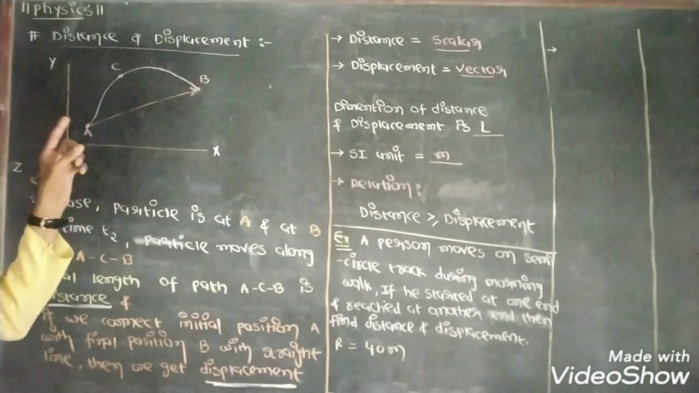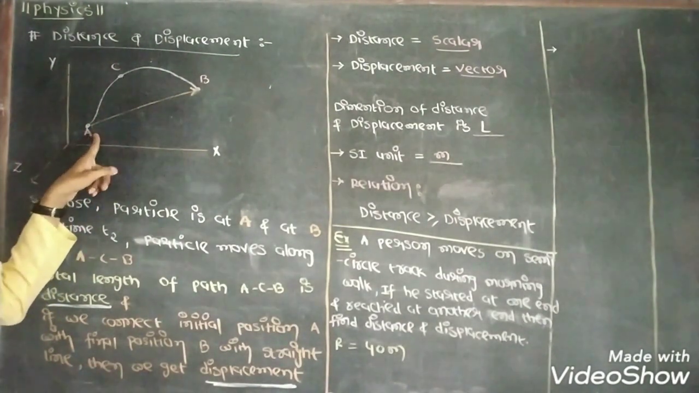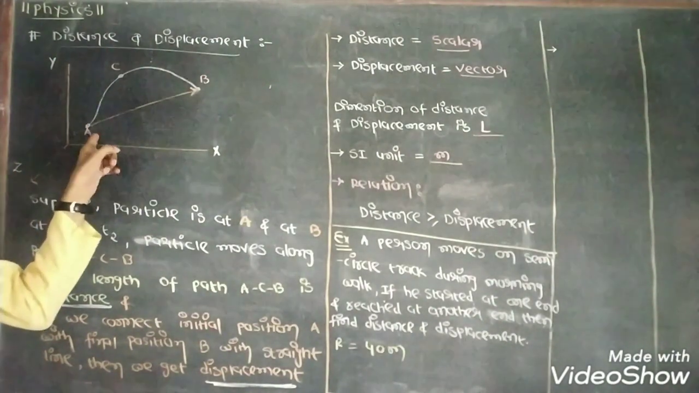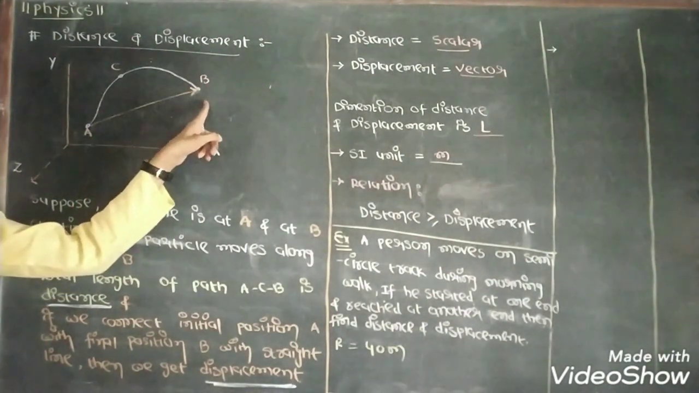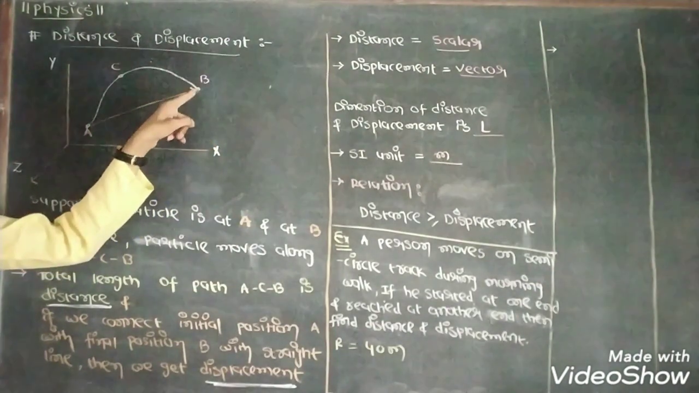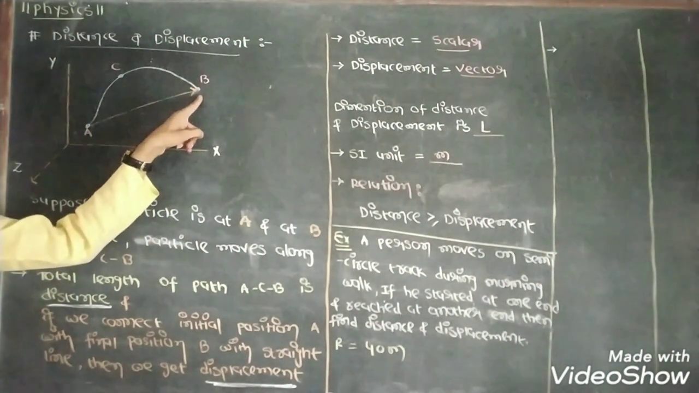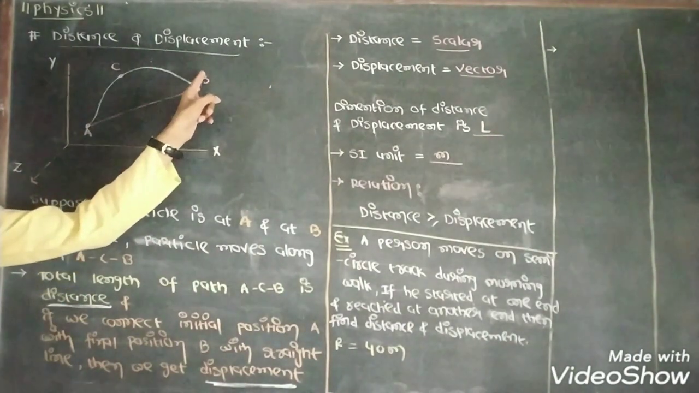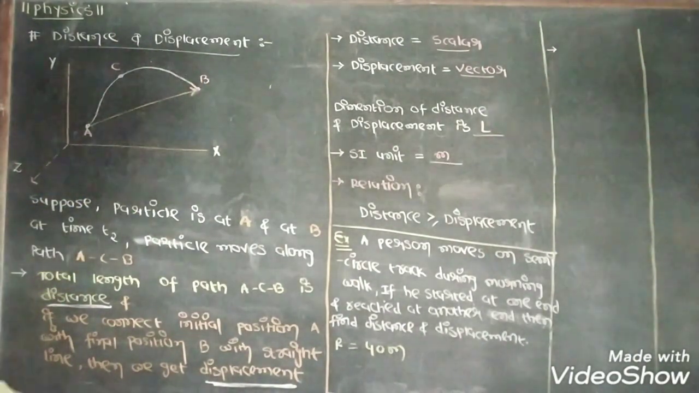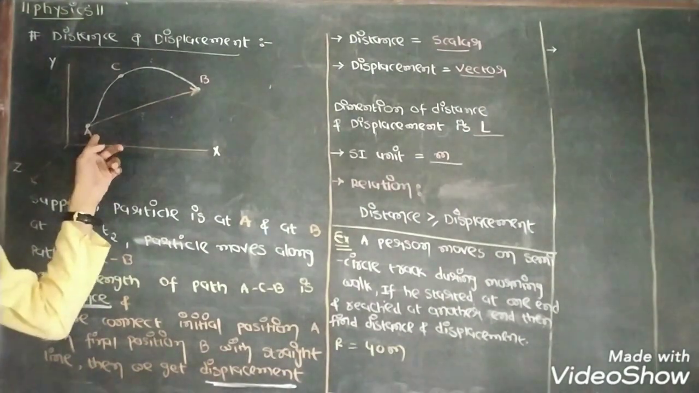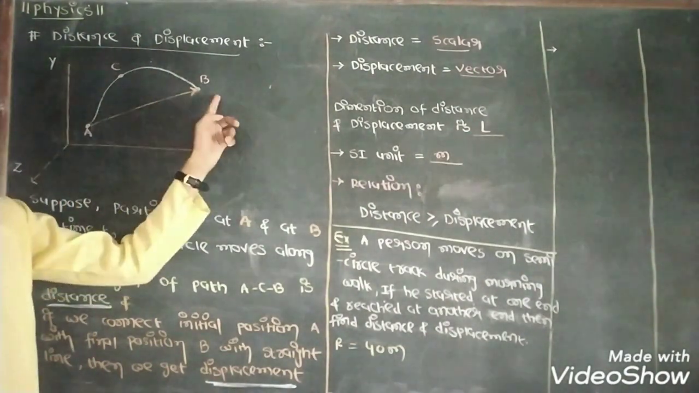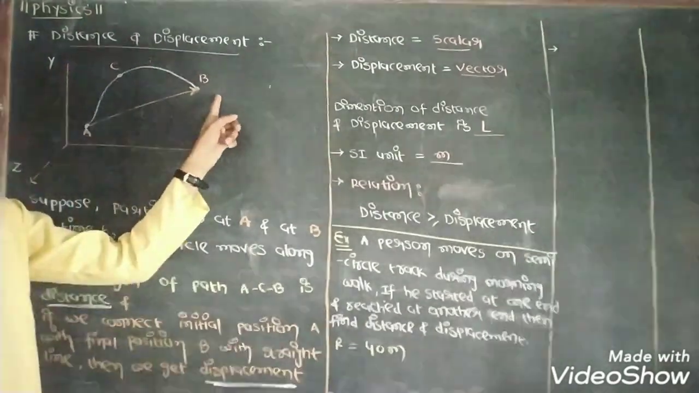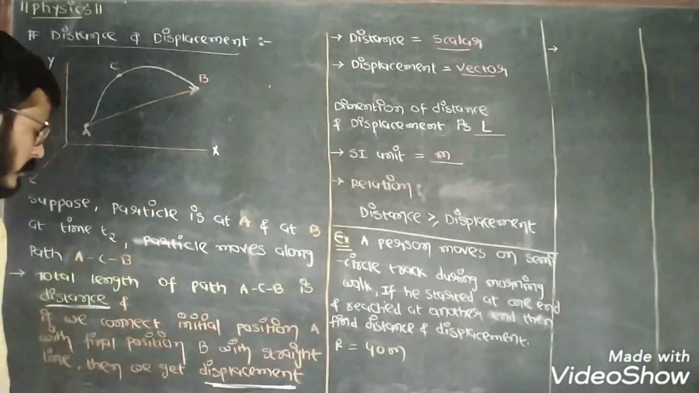Now assume that our particle is at position A at time t1 and it moves along the path A to C and C to D and reaches point B at time t2. Then the total length of path ACB is our distance, and if we connect the straight line between our initial and final point, then we get displacement.